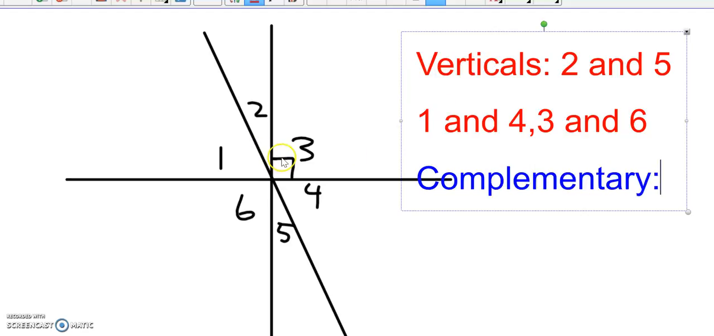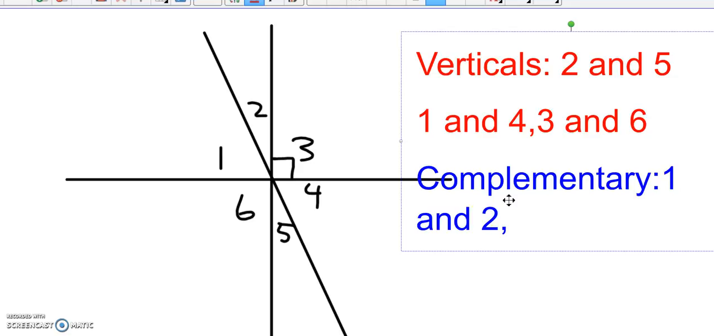Okay, if this is a 90 right here at angle 3, well then I know that it must be a 90 over on the left side of the line too. So angle 1 plus angle 2 must add up to 90. They would be complementary. Also, across from that, this would have to be a 90 down here. 4 and 5 would have to add up to 90. So they would be complementary.